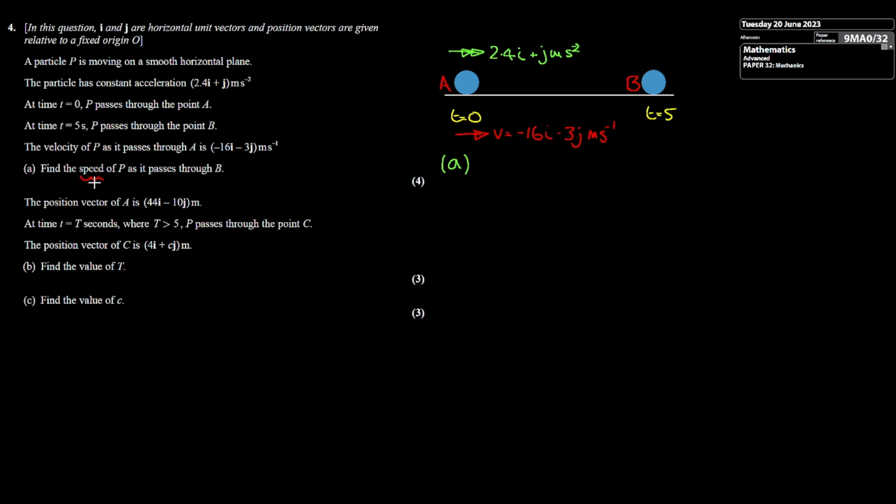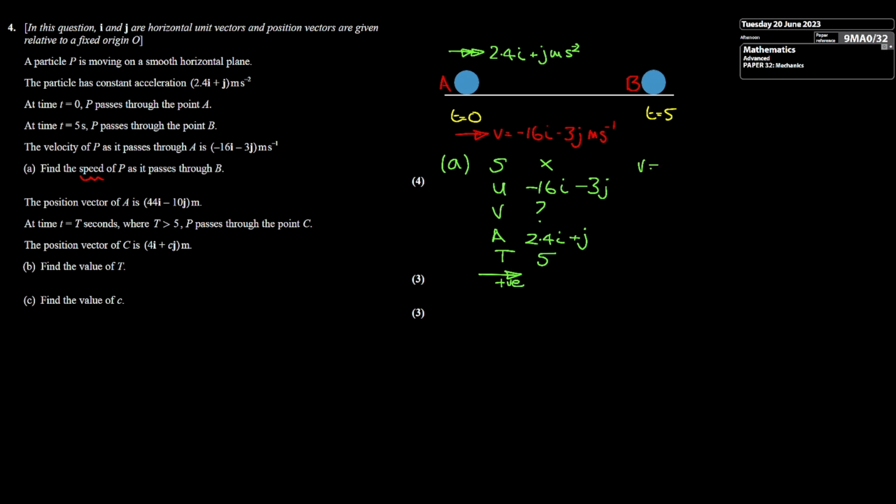Again, this is an important word, as it passes through B. As we're told we've got a constant acceleration, we can use suvat. And I'm going to use suvat with that direction as positive. So let's fill in the blanks. S we're not interested in. U is the -16 business here. V is what we need to know. The acceleration is the 2.4 business here. And T is 5.